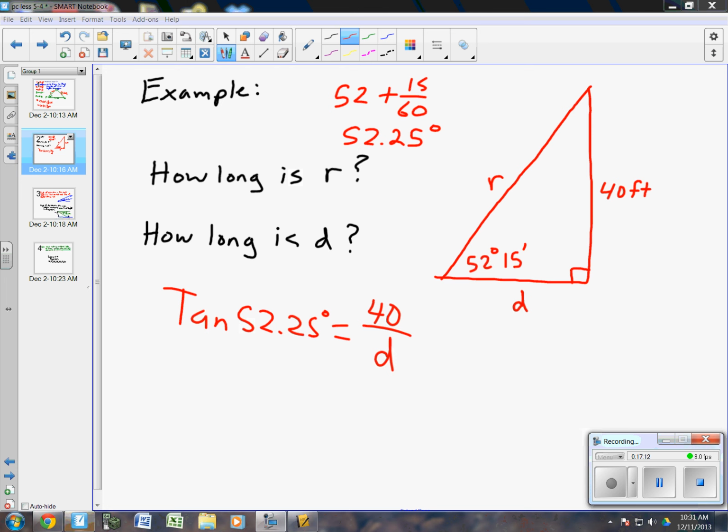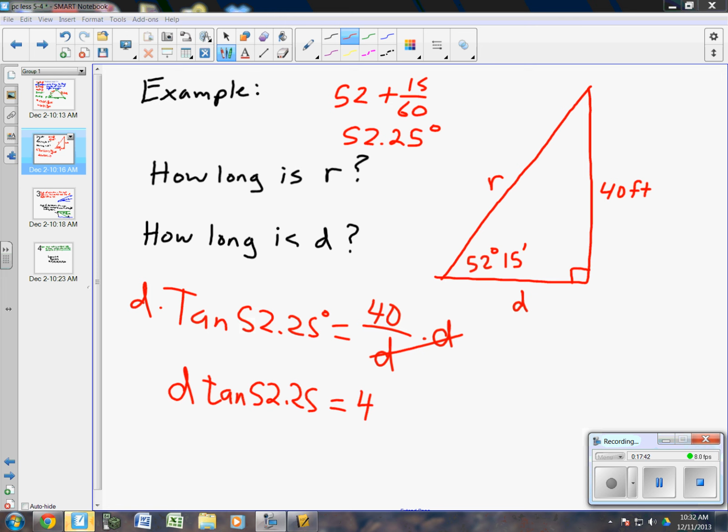Now, a lot of you guys, this is where you got stuck. You didn't know how to solve an equation like that. You guys, this is simple algebra. This is stuff you learned in 7th grade, how to solve an equation like this. Can I do it? Okay, just tell me what to do. What would you do? You would multiply the other side by D and then divide by tangent of 52.25. That's exactly right. I'm going to write each step out, though, for these guys to see.